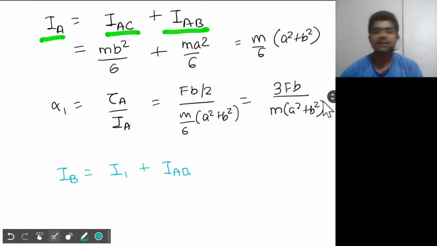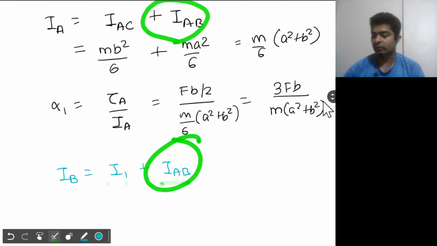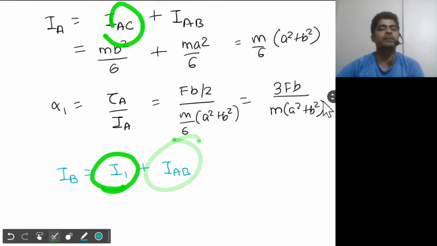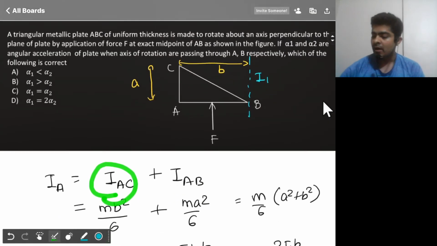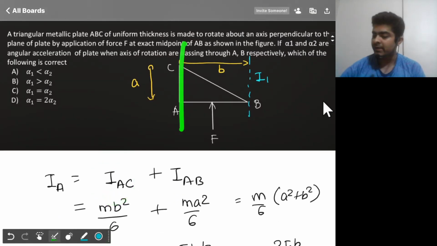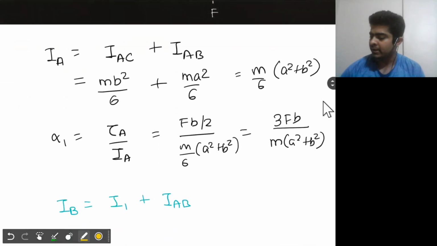IA is IAB plus IAC while IB is I1 plus IAB. So IAB is common for both. So I1 and IAC we need to compare these two. So obviously I1 will be more than IAC. Moment of inertia about this axis will be less than moment of inertia about this axis. So since moment of inertia about B is more, so angular acceleration about B will be less. So from here itself we can write down that alpha 1 will be more than alpha 2. Okay, but still we need to go through proper numerical derivation.